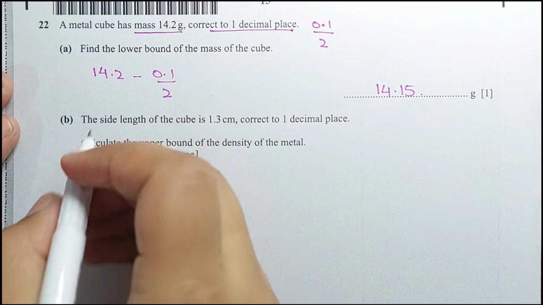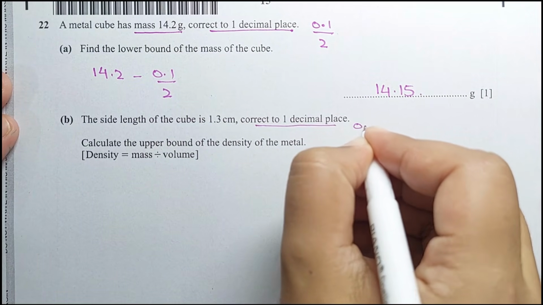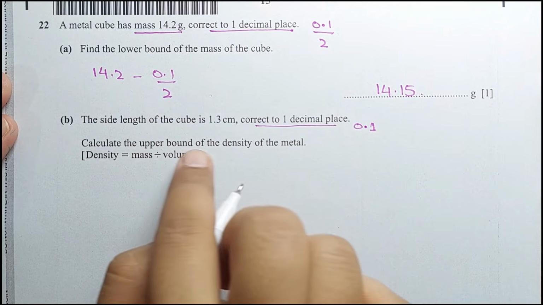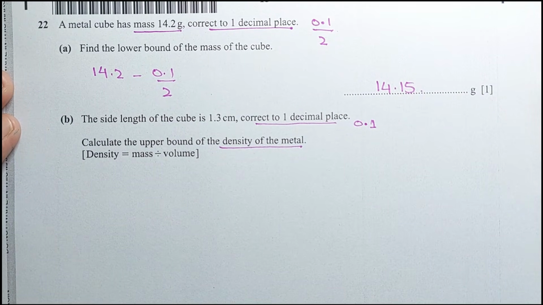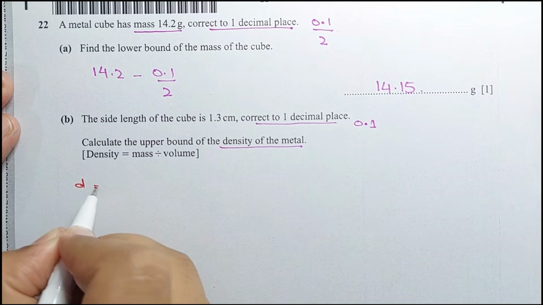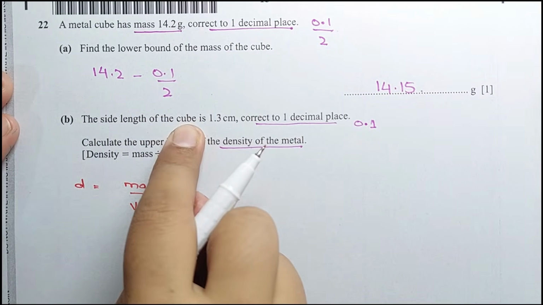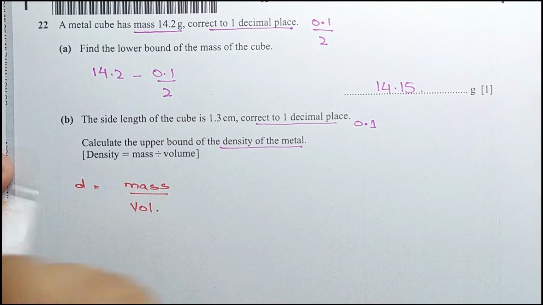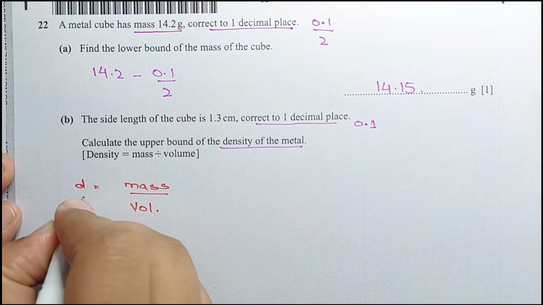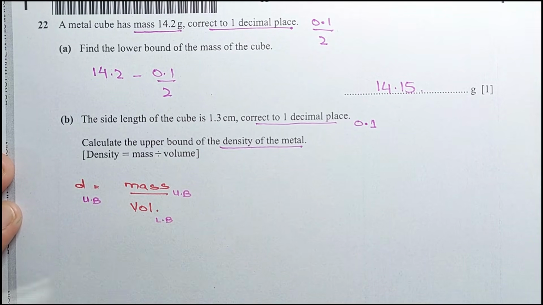Part B, the side length of a cube is 1.3 centimeter correct to 1 decimal place, again 0.1. Calculate the upper bound of the density of the metal. Okay, so the density is mass over the volume. It's a cube, right? So we need to figure out the upper bound for this. The density upper bound means the mass upper bound and the volume lower bound.